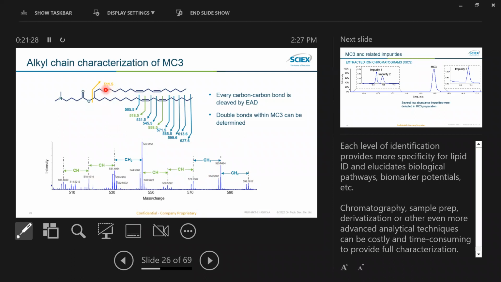The other fragment I want to point out here is this 511.5. So if we see an impurity or a mass shift, we can use some of this information to help guide us on where that modification resides within the structure.